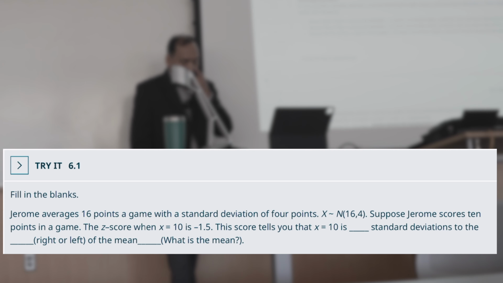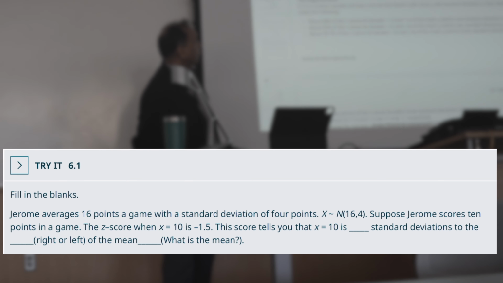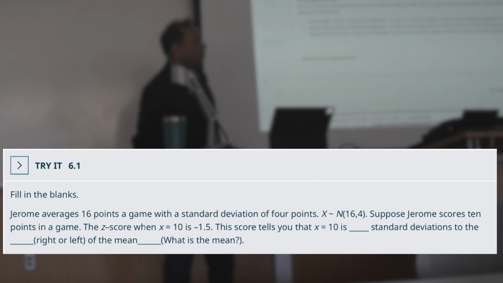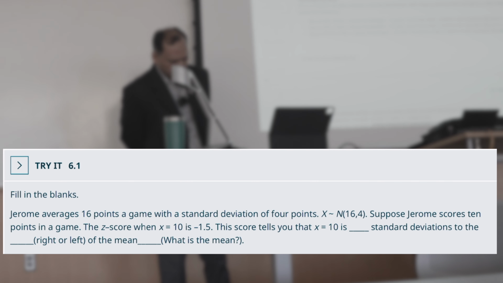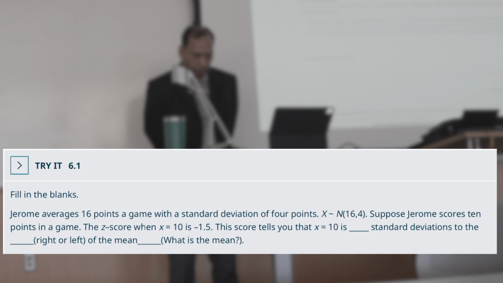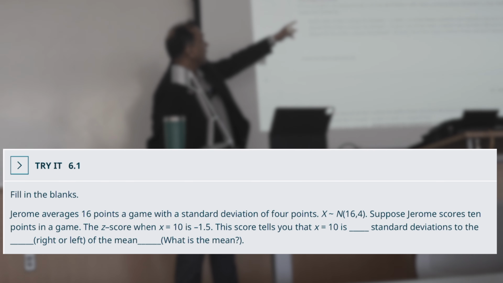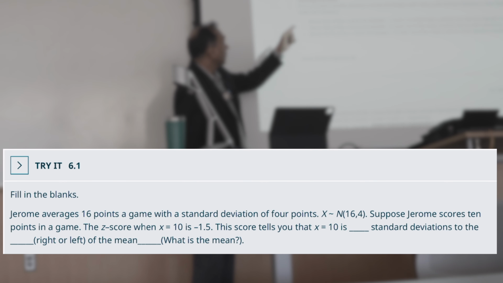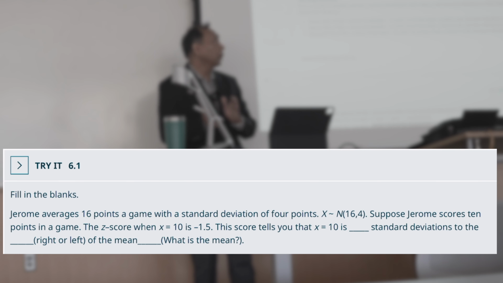Fill in the blanks. Jerome averages 16 points a game with a standard deviation of 4 points. X follows a normal distribution with 16 and 4. Suppose he scores 10 points in a game. The Z score when X equals 10 is negative 1.5. For 10, if you calculate Z, like X minus mu divided by sigma, that calculation is already done for you. So it is saying it is negative 1.5.